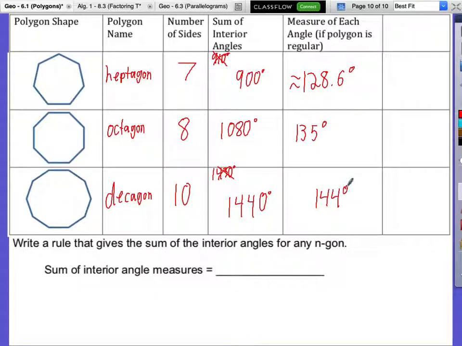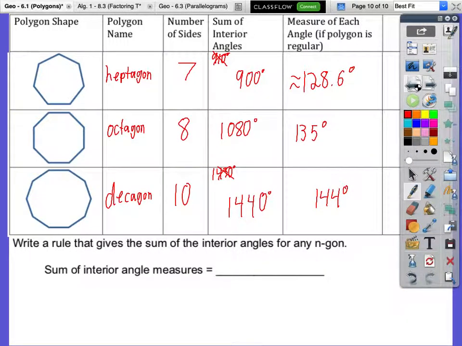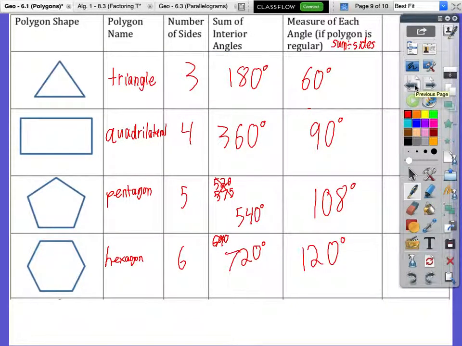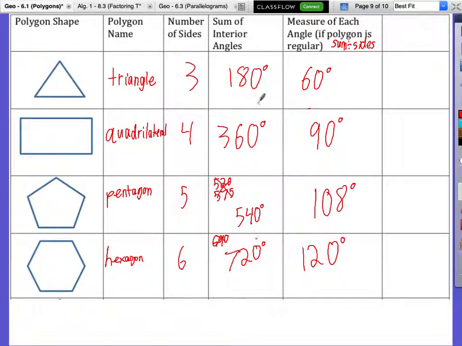144 degrees. Okay. Now I heard some people talking about kind of the pattern. Emma, what was something you were seeing? If you added 180, it went up by 180 each time, right? So every time you added a side, is that the rule? You went up by 180. The sum of interior angles. Everybody focus up here right now, please. Every time you went up a side, you went up 180 degrees here as well.